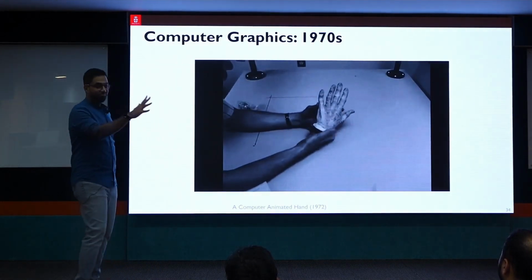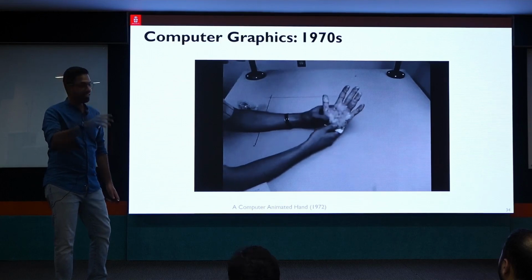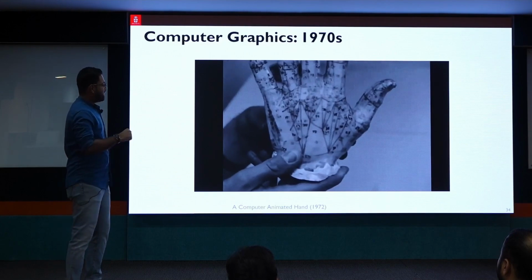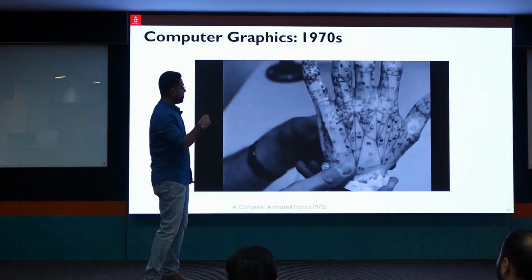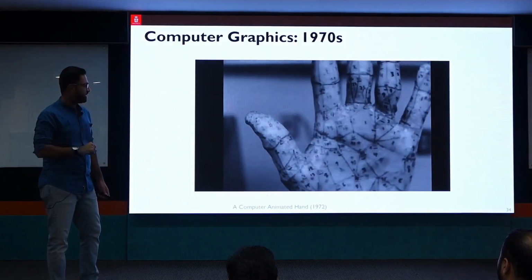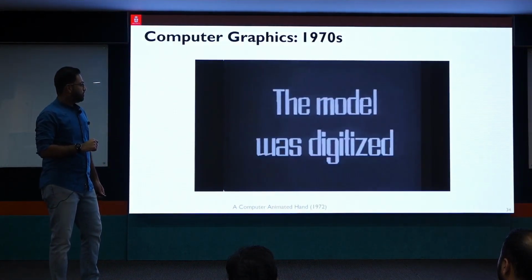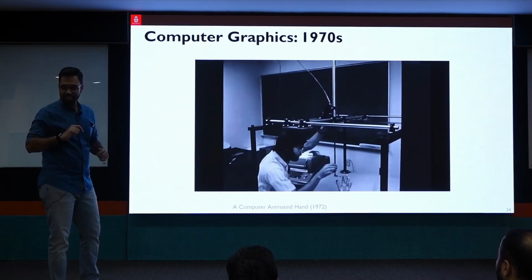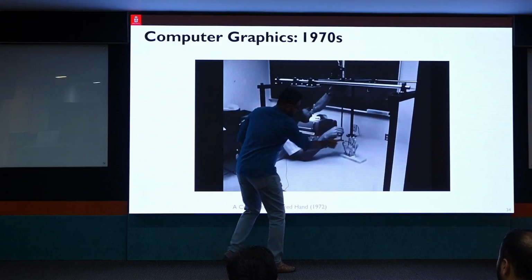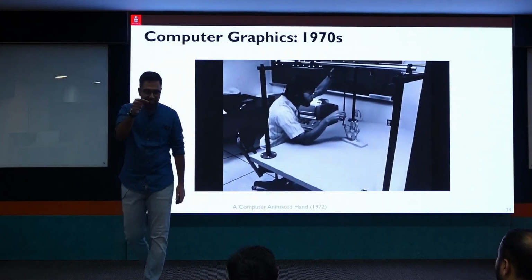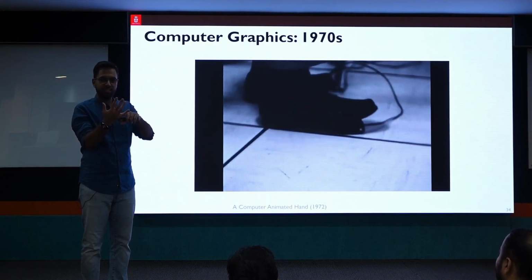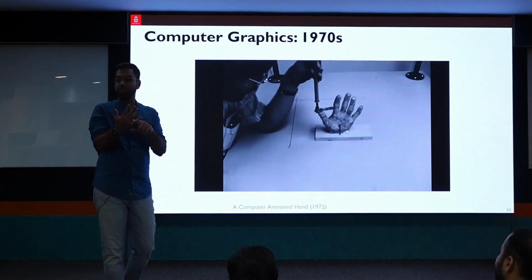So they actually had a plaster cast of a hand. They put points on the hand, and then they had this big device, which you will see in a moment. So they had lots of points on the hand, right? And then the model was digitized. How did they digitize it? They had this device, which had a pointer here. And you had to put that pointer next to each point on the hand, and it would tell you the XYZ coordinates of that point. So effectively, they're measuring the shape of the hand, right?